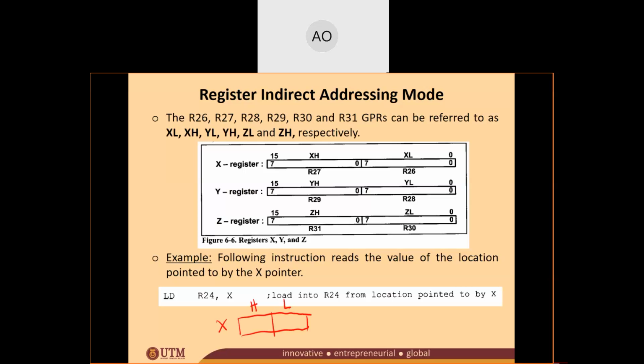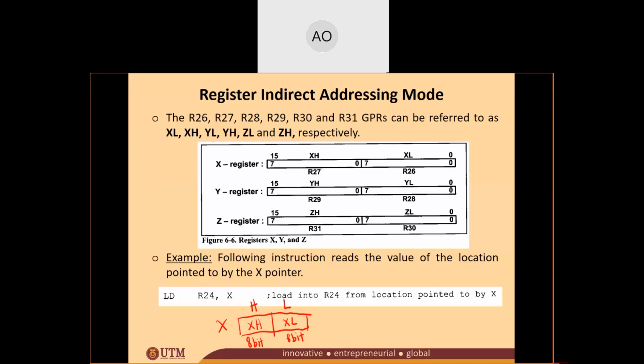So this is 8 bits. 1 byte equal to 8 bits, and another 1 byte is 8 bits. So the lower byte and high byte. XL actually is your lower byte, X low, while XH is your high byte.